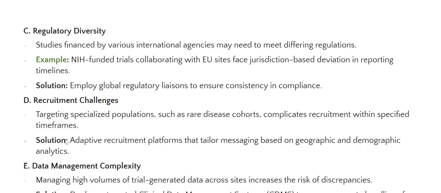Recruitment challenges. Targeting specialized populations such as rare disease cohorts complicates recruitment within specified timeframes. Solution: adaptive recruitment platforms that tailor messaging based on geographic and demographic analytics. Data management complexity. Managing high volumes of trial-generated data across sites increases the risk of discrepancies. Solution: deploy automated clinical data management systems, CDMS, to ensure accurate handling of participant information.